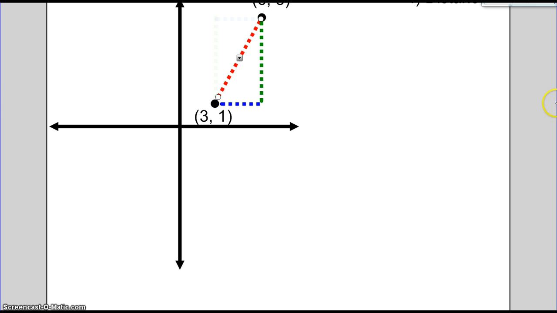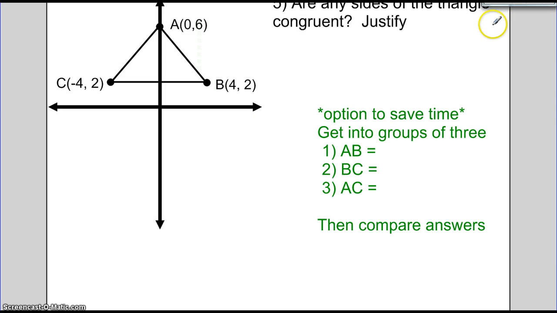Well, let's think about this. What is my horizontal distance? My horizontal distance, if I subtract 6 and 3, I get 3. If I subtract 5 and 1, I get 4. So, are there any sides of the triangle congruent? Well, let's think about this. I know I have this side congruent. There's 1. Now I need to figure out this distance. So that's 0 to -4, which is 4. And I have 0 to 4, which is 4. So I already have 2 sides that are congruent.